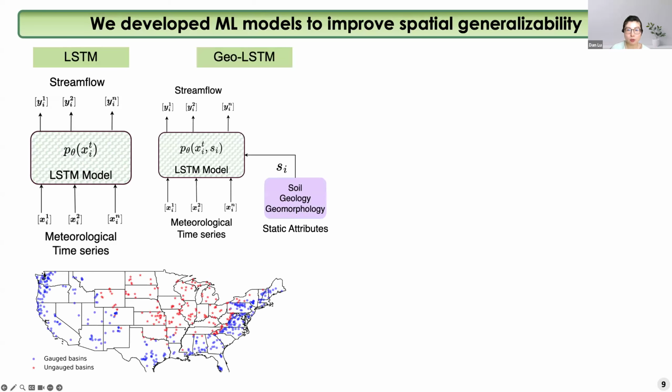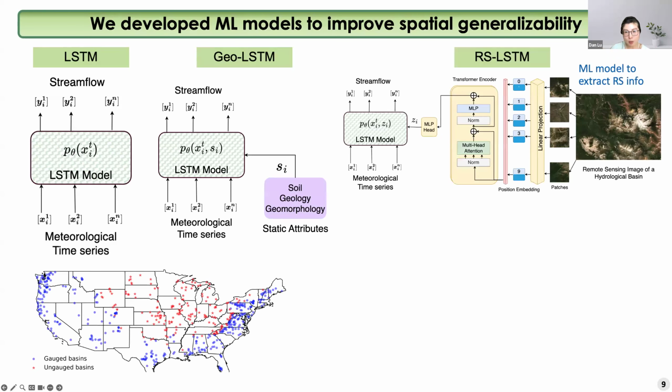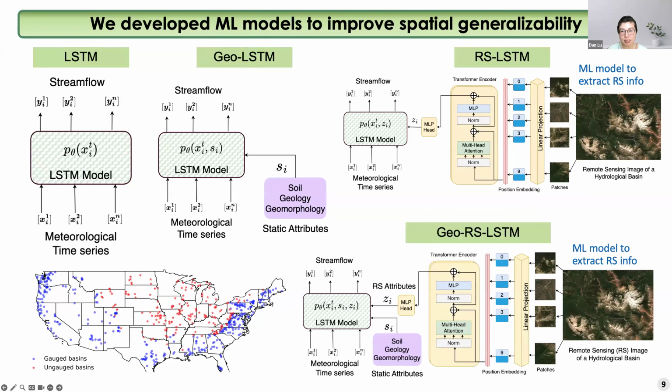To further improve the model training, we incorporate the catchment attributes such as the soil property, geology, and topography. For basins without the attribute data, we developed a machine learning model like the vision transformer model to extract the relevant land surface information from the widely available remote sensing data. Additionally, we combined all available input data: meteorological forcing, the catchment attributes, and remote sensing information, all this information, to maximize the model performance.